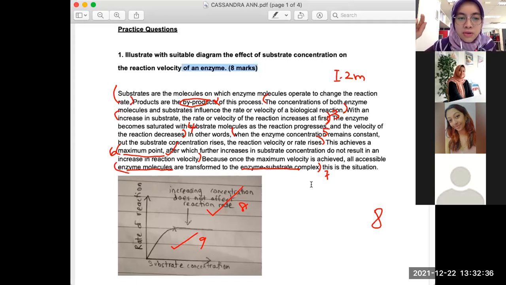Please use full words. Don't use something like max point; please write maximum point. The same goes for rate of reaction and substrate concentration. Don't just write substrate cons, or CO and C. Please write it in full form.